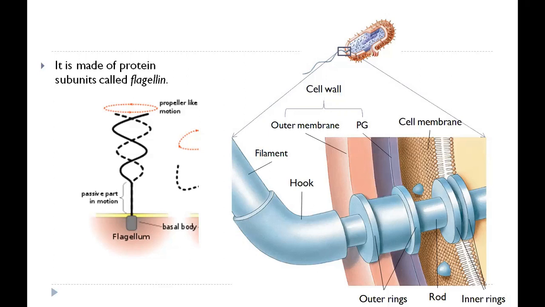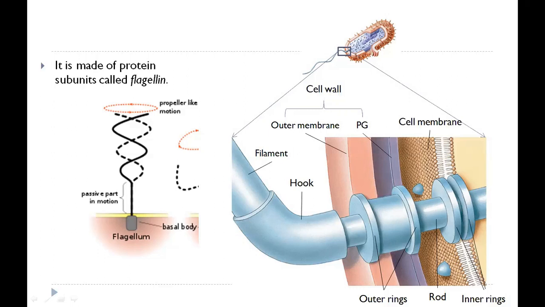Gram-positive bacteria have only one ring that is embedded in the cell membrane, whereas gram-negative bacteria have two pairs of rings. One pair, which is known as the outer ring, is embedded in the cell wall, and another pair, which is known as the inner ring, is embedded in the cell membrane.